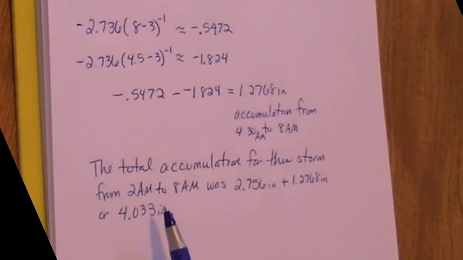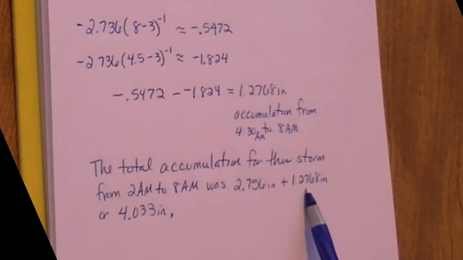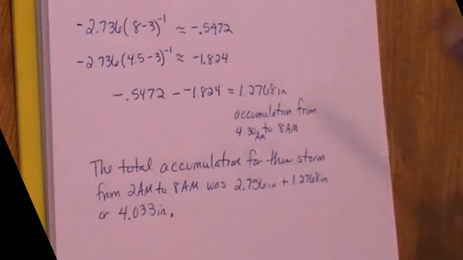So the entire storm from 2 a.m. to 8 a.m. accumulated 2.756 inches, and then our additional 1.2768 inches for a total of 4.033 inches of rain. Quite a lot of rain for one storm.